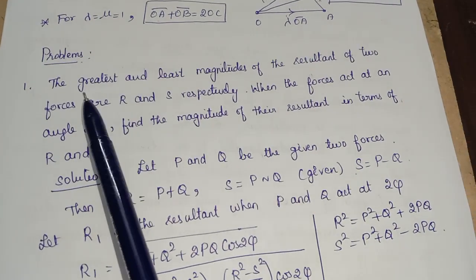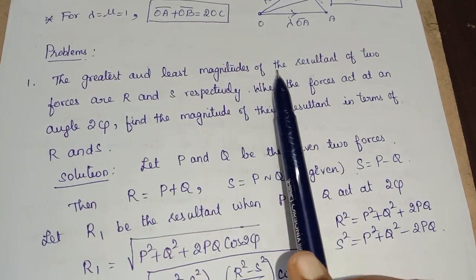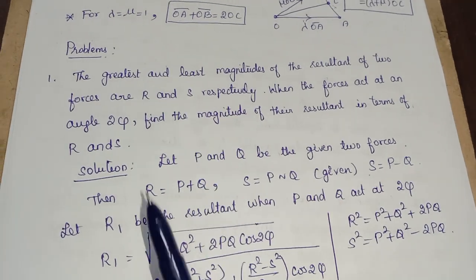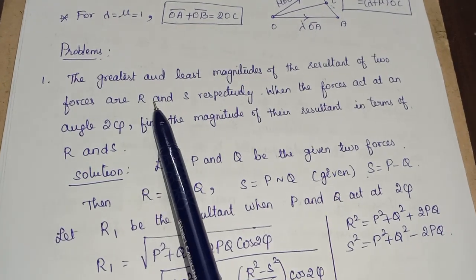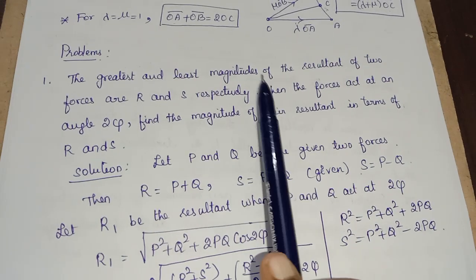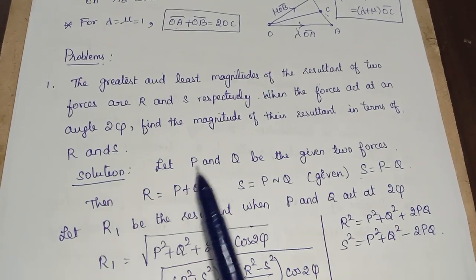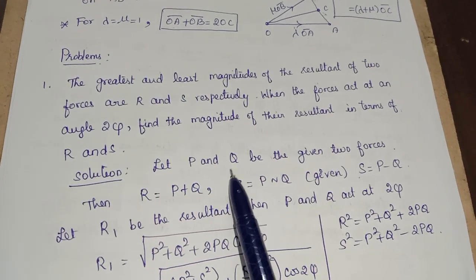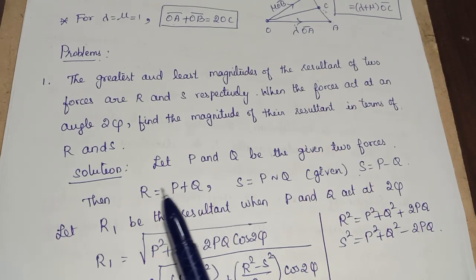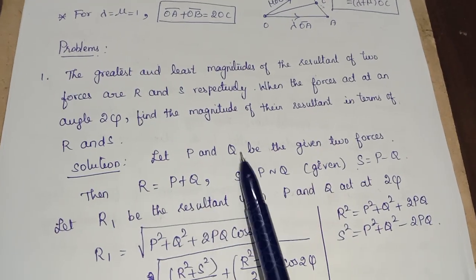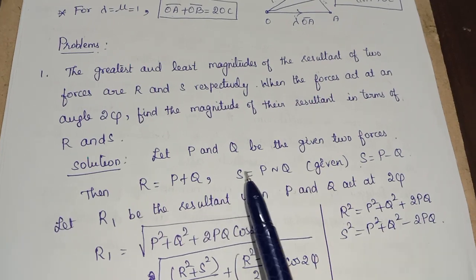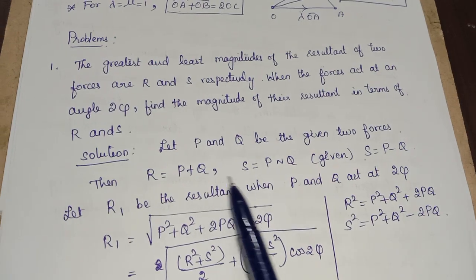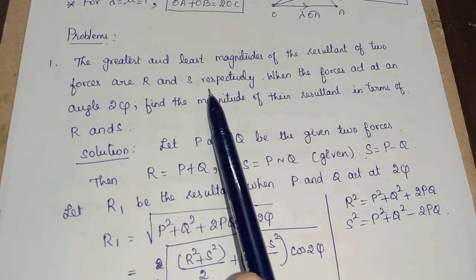The first problem: the greatest and least magnitudes of the resultant of two forces are R and S. So let me write the statements one by one. What are R and S? The greatest and least magnitude of the resultant of two forces. So let me take P and Q to be the two forces. What does greatest and least mean? Maximum of the resultant and minimum of the resultant. The maximum resultant of P and Q can be P plus Q, and the minimum of the resultant of P and Q will be the difference, P minus Q. So R equals P plus Q and S equals P minus Q. So this is the given thing.